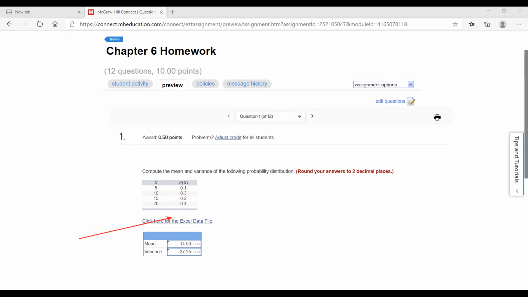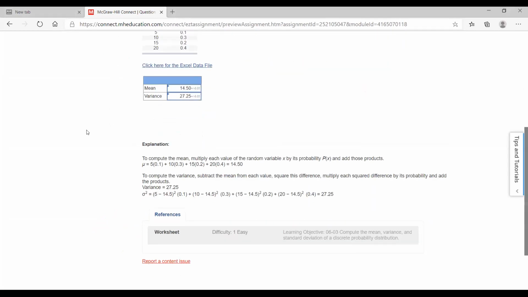Of course, I'm going to show you the Excel file in a minute, but I'm going to show you how to calculate the mean and the variance for a discrete distribution. Now, let me page down. They show you the answer down here, but I like it better in an Excel table. It makes more sense, I think.